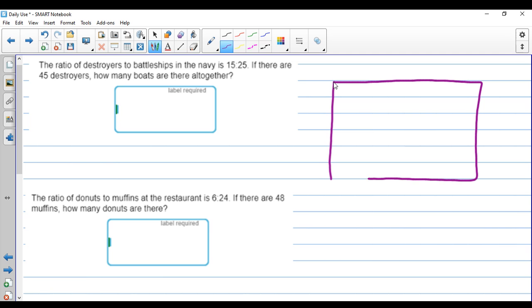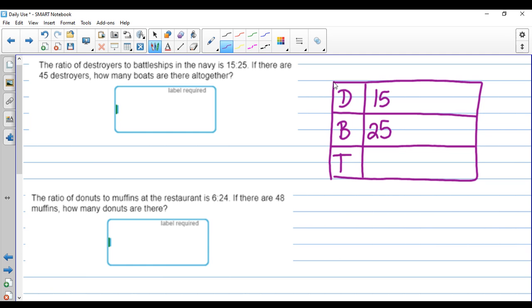So I'm going to make my table. And in this example, I have destroyers and battleships, and then it asks me how many total boats there are all together. So I'm going to put all three of those pieces of information in my table. I'm going to have destroyers to battleships to total boats. And if I look at the ratio, it gives me 15 destroyers to 25 battleships. And I can use that information to find the total of 40.